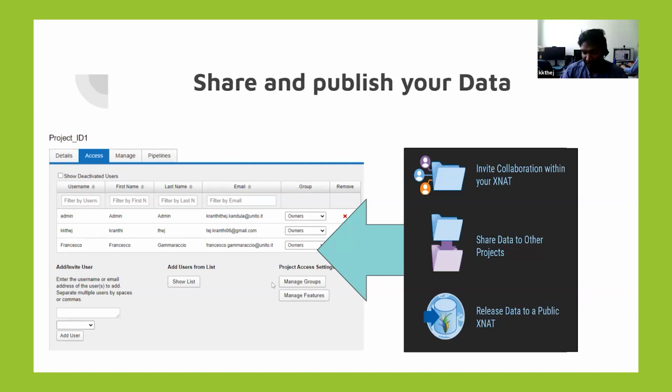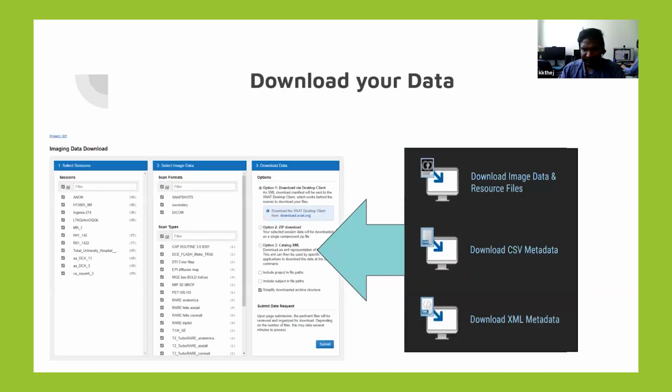And as I explained before, once you think the project is all done and it doesn't have any problems, you may want to share it publicly. Yes, you can do it: change the accessibility of the project to public, and it is available for everyone who is registered on the XNAT. So this is about how you share your work with your collaborators.